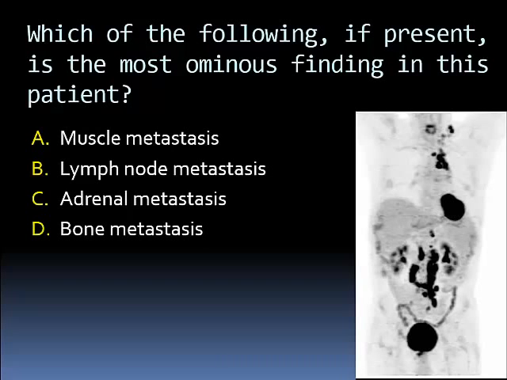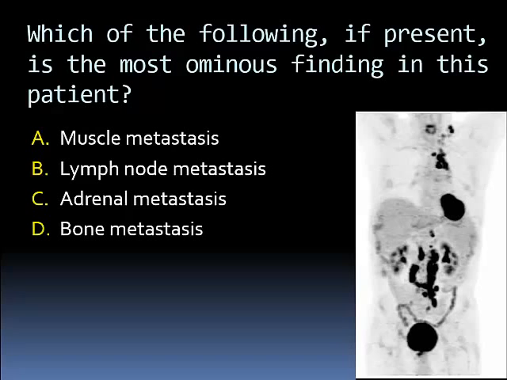So the question in this case is, which of the following, if present, is the most ominous finding in this patient? And maybe what we'll do, can we start the voting and then switch back so they can see the image? Because I want them to look at that while they vote. So the question is this muscle metastasis, lymph node metastasis, adrenal metastasis, or bone metastasis? Which is the worst finding? Obviously, this patient has multiple sites of metastatic disease.